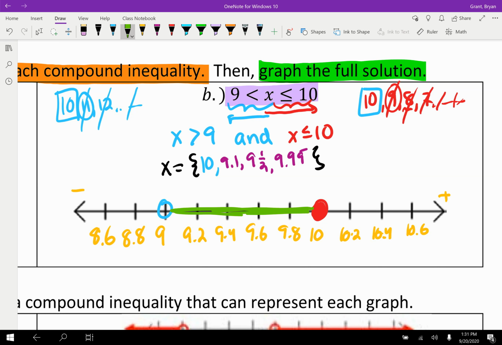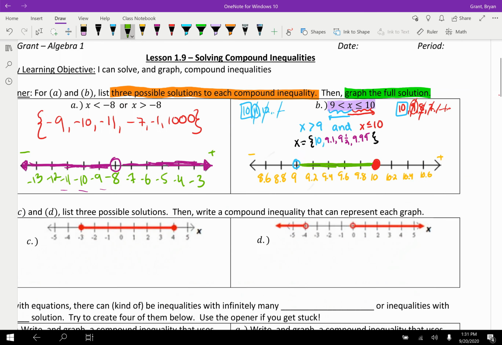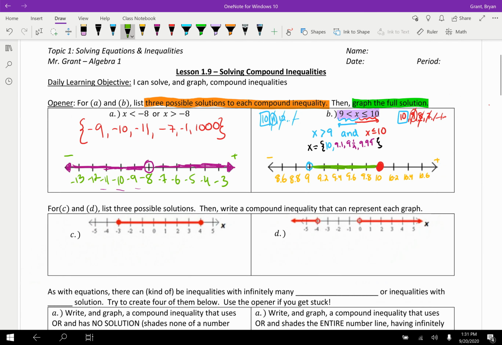Now these two should have been reviewed from last class, and if they don't seem familiar, you might want to go back and redo that Edgenuity lesson, your intro to compound inequalities. I think it might make this make a little more sense.